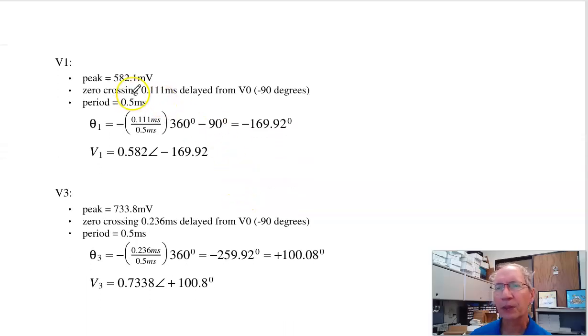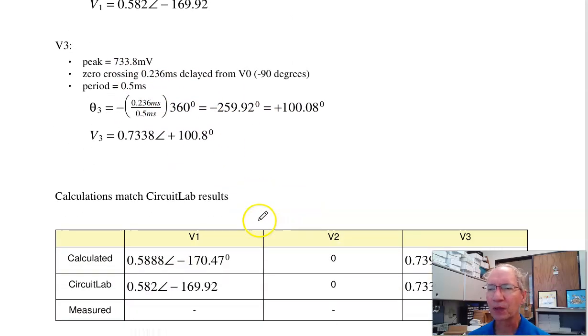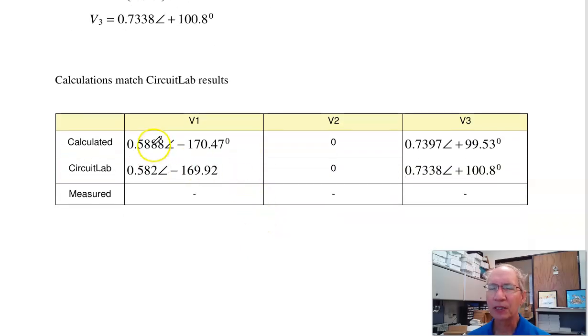From the graph, I can pull out the peak. The time of the peak gives you the angle. Here's V1 that I got off the graph. V2 is basically 0. And V3, here's the peak, the time of the peak, corresponding phase shift. And what you're left with is calculations match Circuit Lab. So these all match up. So that is homework set number 8 for ECE 211, Circuits 1.